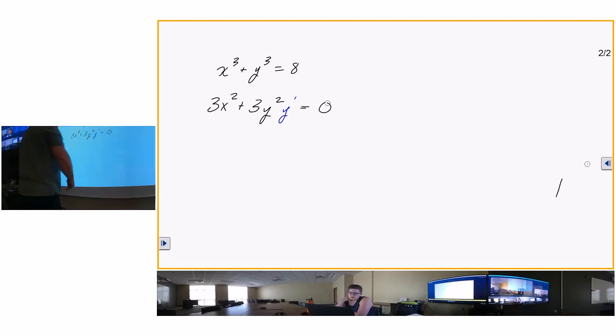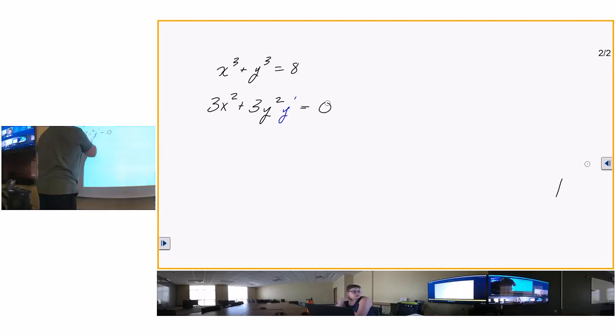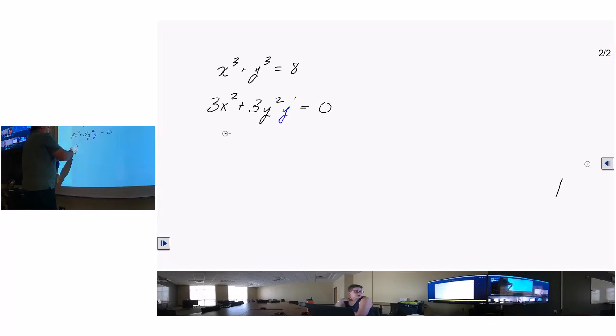Because you'll go back and you'll say, well, I took the derivative of this. I took the derivative of that, and I put my y prime. Why am I not coming up with it? You left the 8 there. Don't do that. Okay? So that's going to be 3y squared.